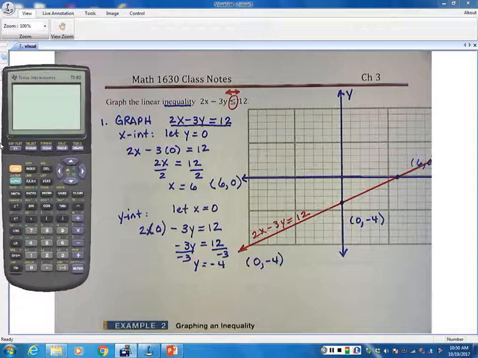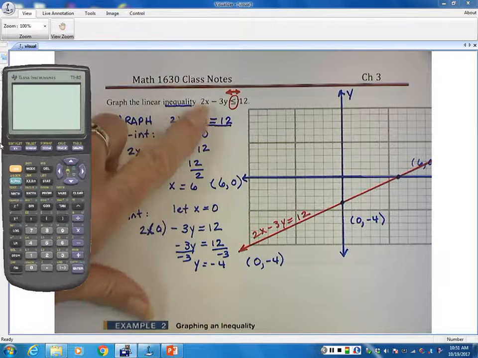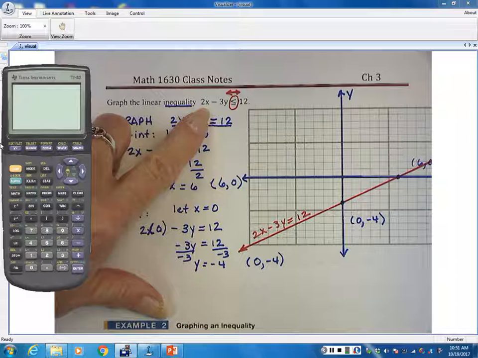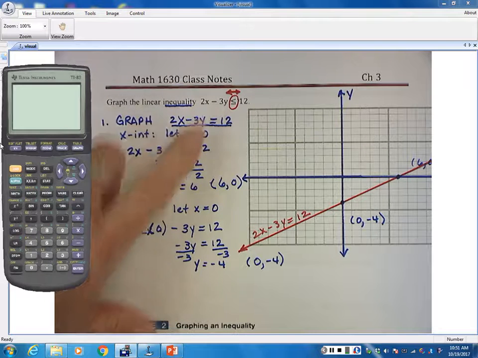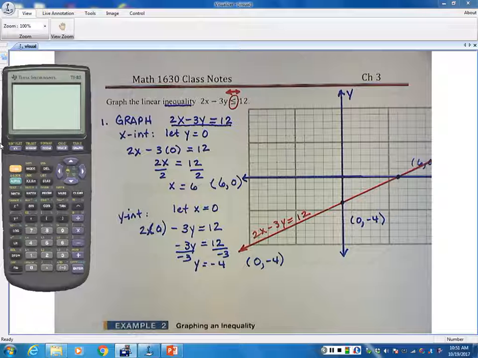So thus far we haven't really learned anything new. We could have done that day one. Now here's the new part. We need to find which side of that line contains solutions to that inequality. So what we're going to do is pick 2 points. On this first one, I'm going to have you pick 2 points. And I'm going to let y'all choose the points.